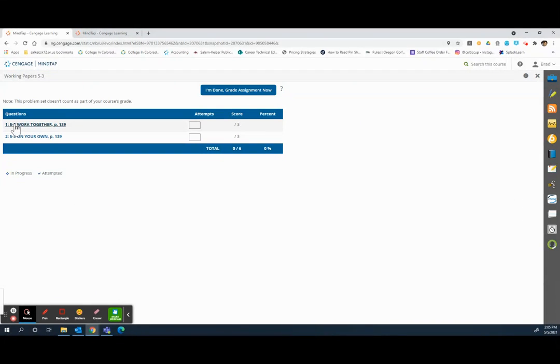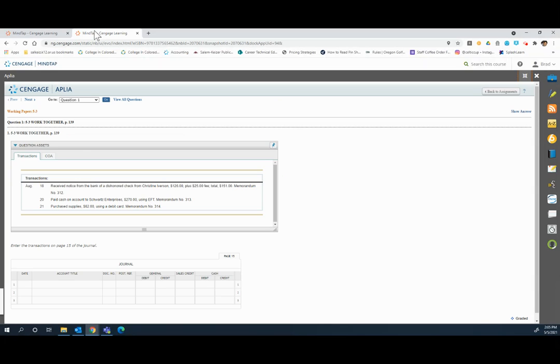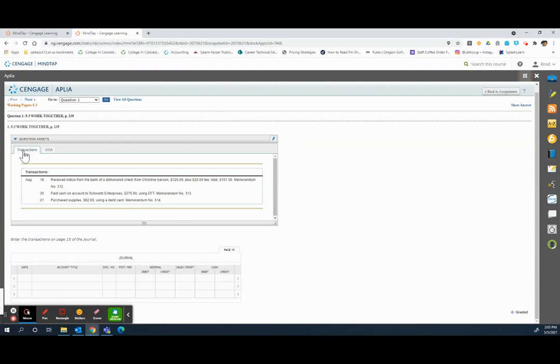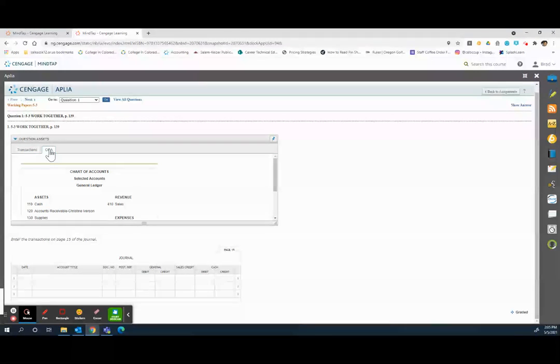Here I'll be completing the 5.3 work together. On 5.3 work together, we've got a tab for transactions. There are 3 of them. And we have a tab for chart of accounts to identify those accounts we're dealing with. And then we also have a journal page, page 15 of the journal.